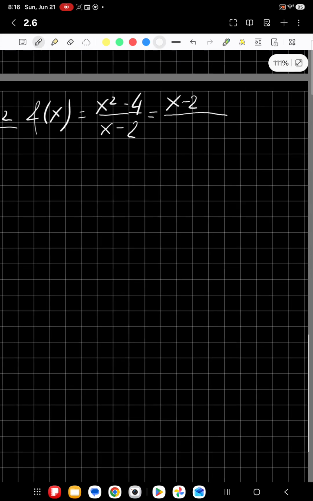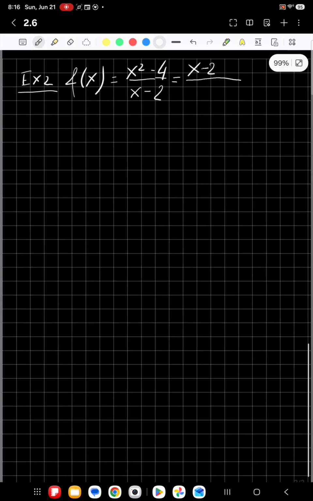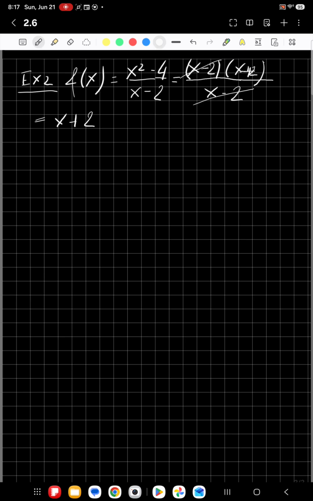If I factor the top, right, I get x minus 2, x plus 2, divided by x minus 2. Alright, so we can cancel these two factors, and we get that equals just x plus 2. Okay, so let's graph it.